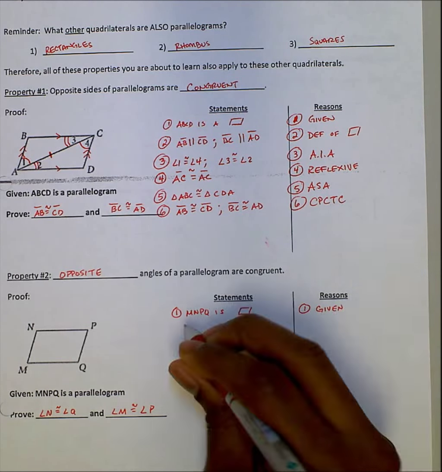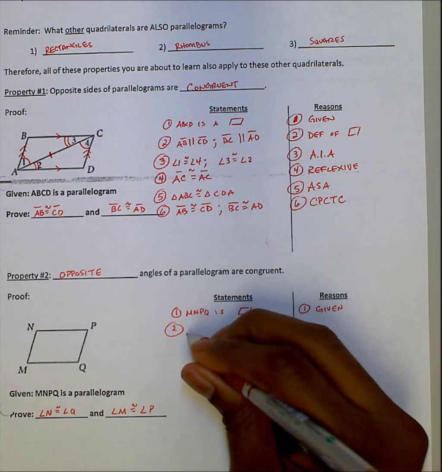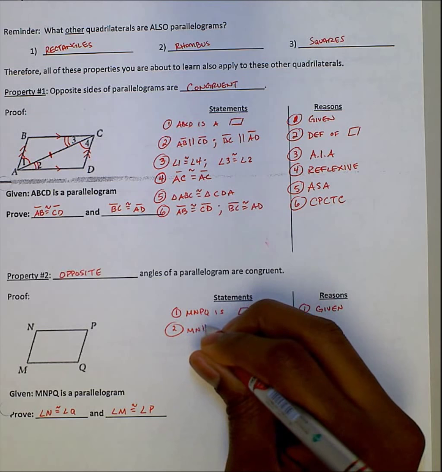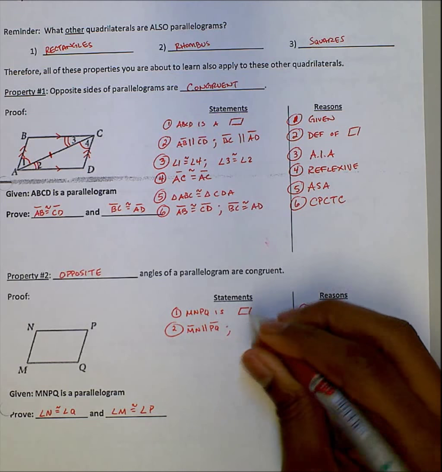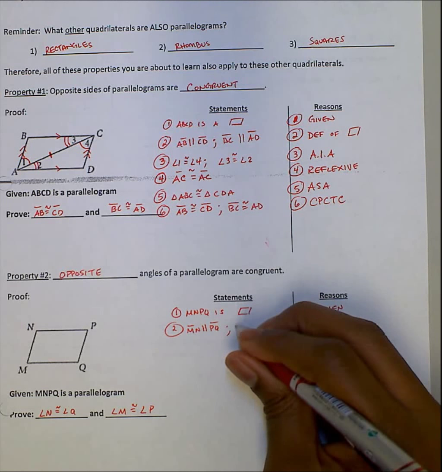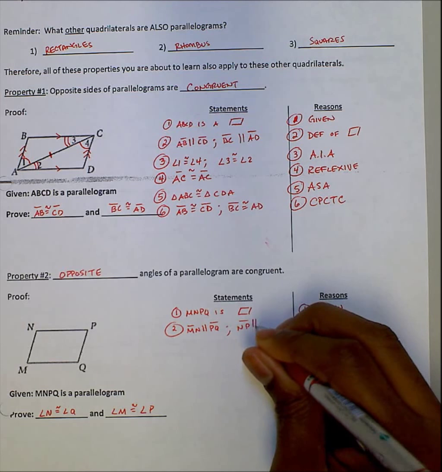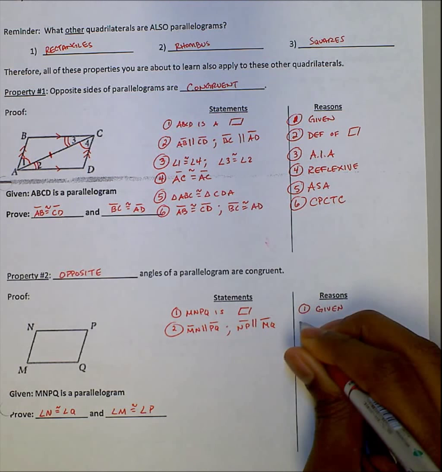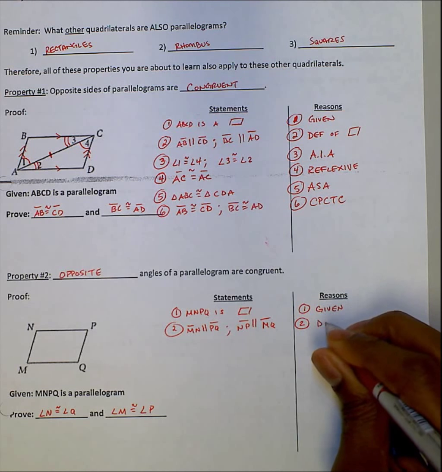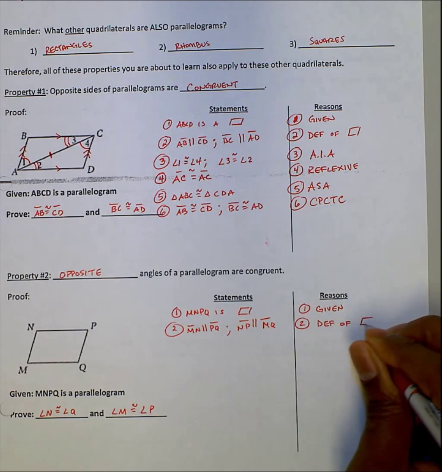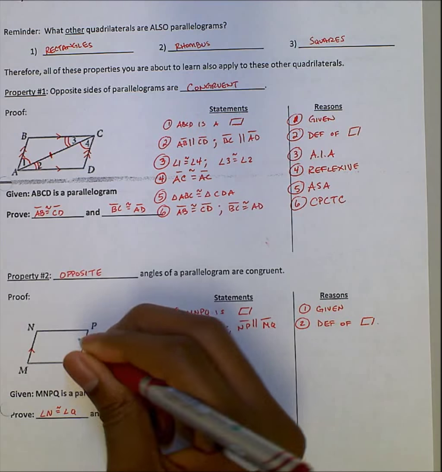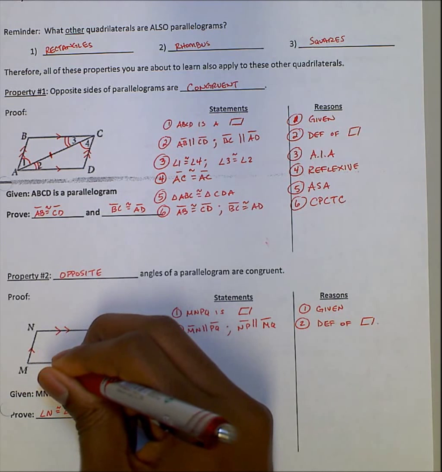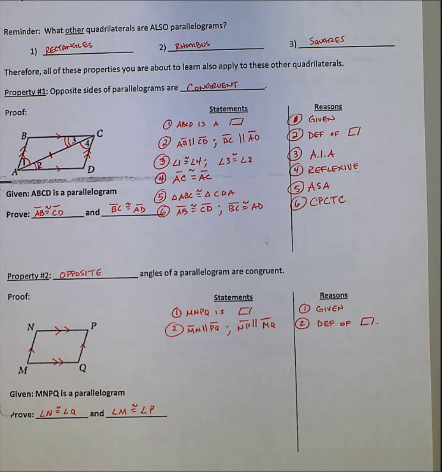Okay, so given that it's a parallelogram, we can say the opposite sides have to be parallel. That's what a parallelogram is. So MN is parallel to PQ, and NP is parallel to MQ. Definition of parallelogram. All right. So again, I mark that. Again, we're using parallel lines, so we should be thinking same side interior angles, alternate interior angles, corresponding angles.